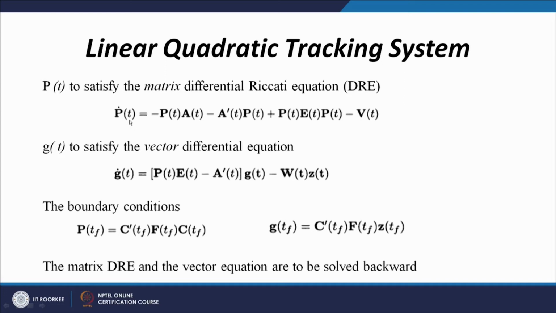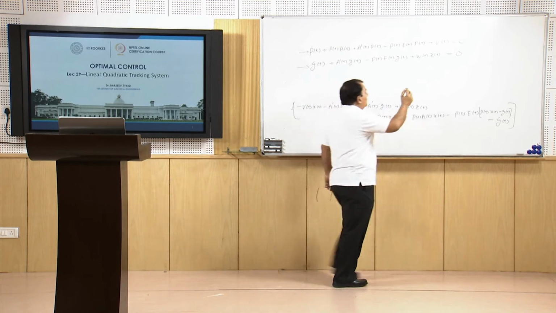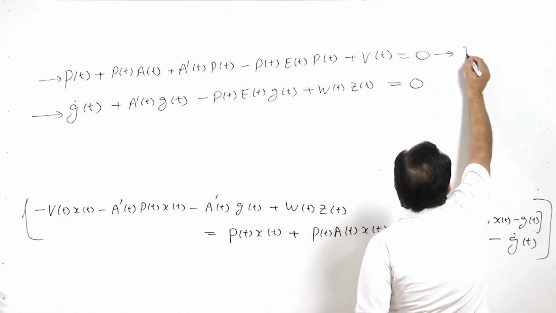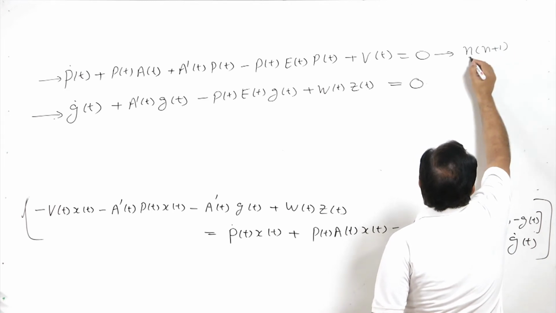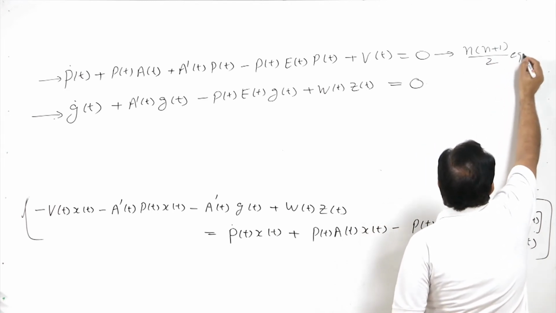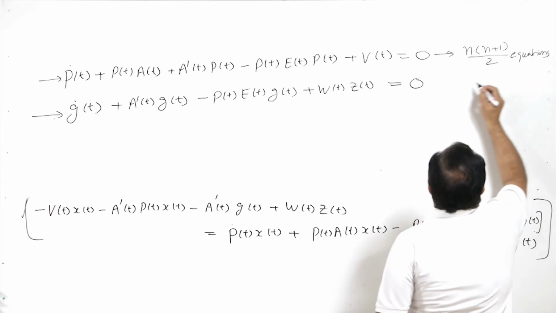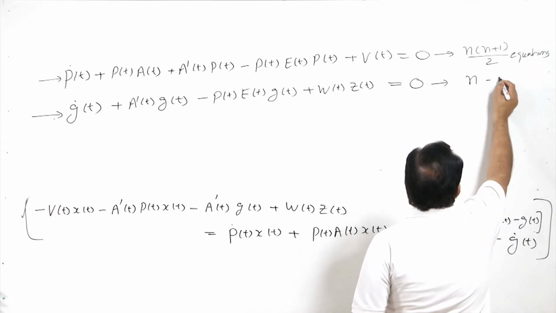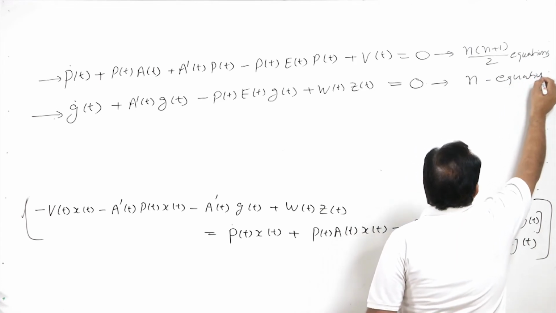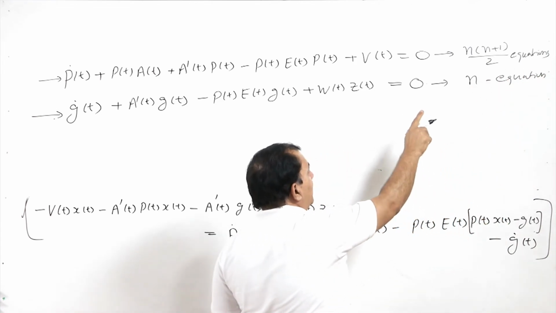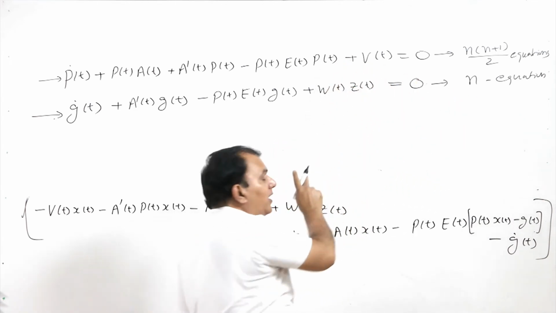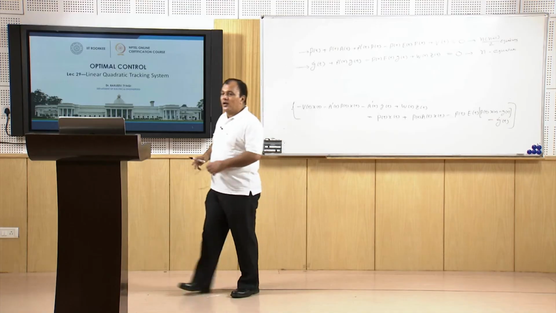Because P is a symmetric positive definite matrix, this gives me n into n plus 1 by 2 equations, and this gives me n equations. So, this n into n plus 1 by 2 plus n equations I have to solve, and what were my conditions?